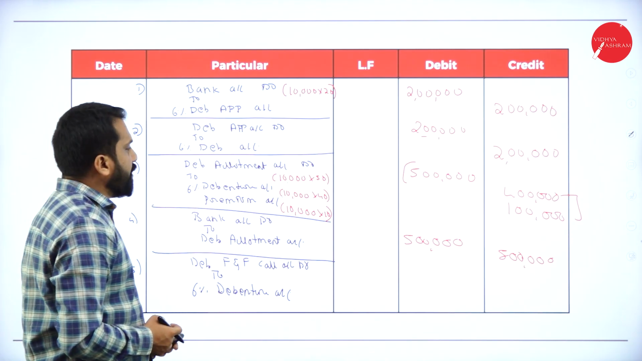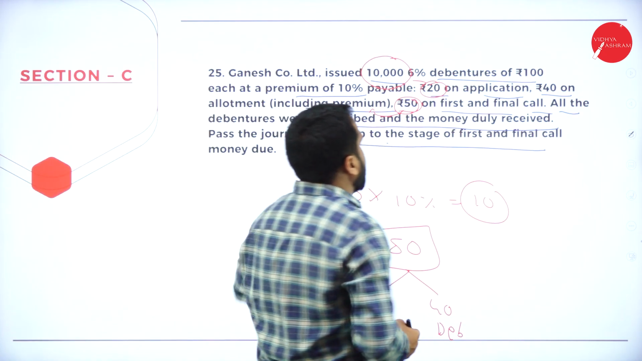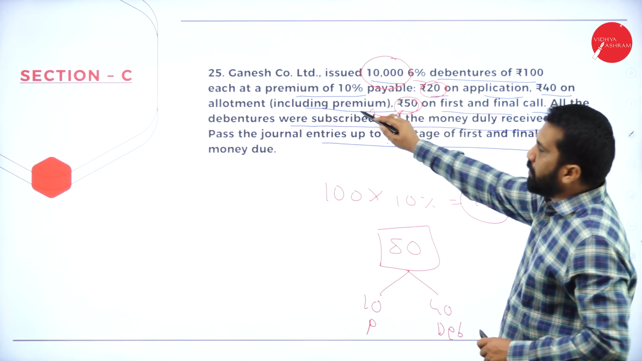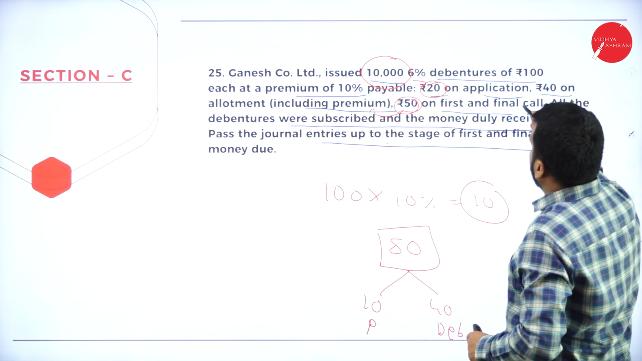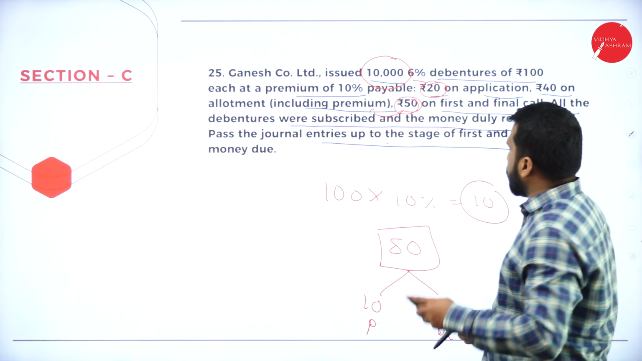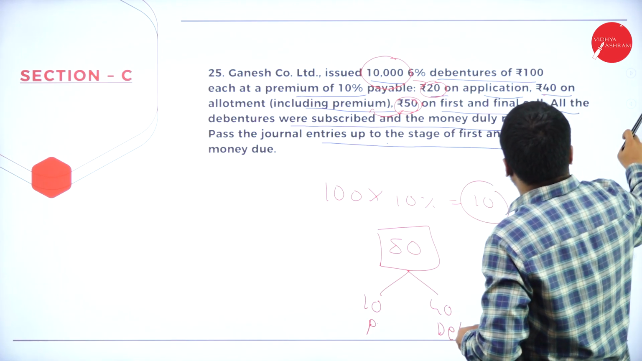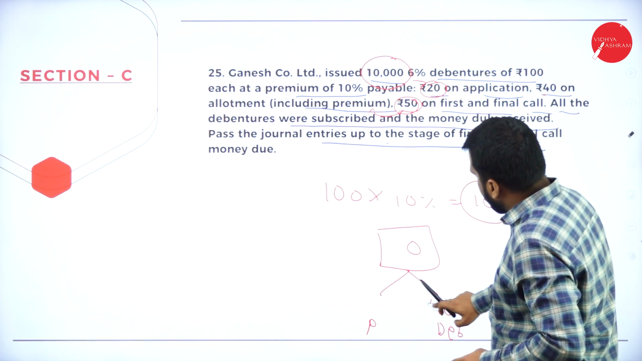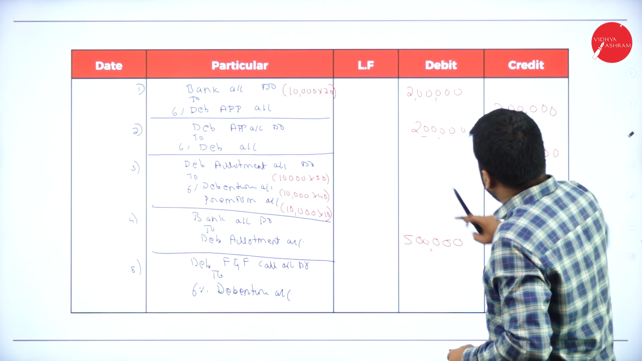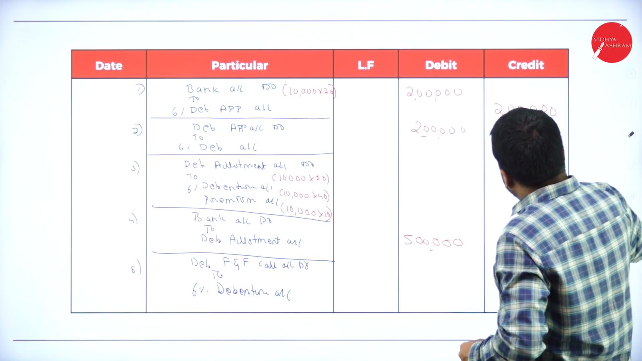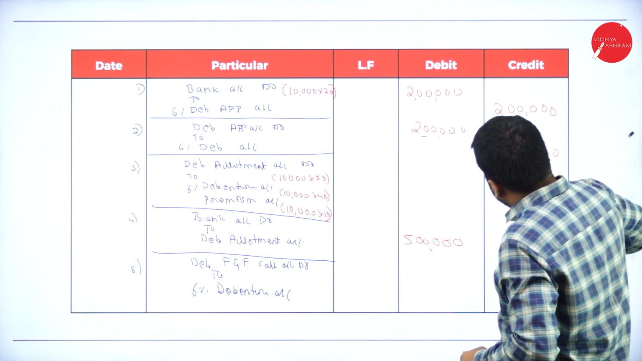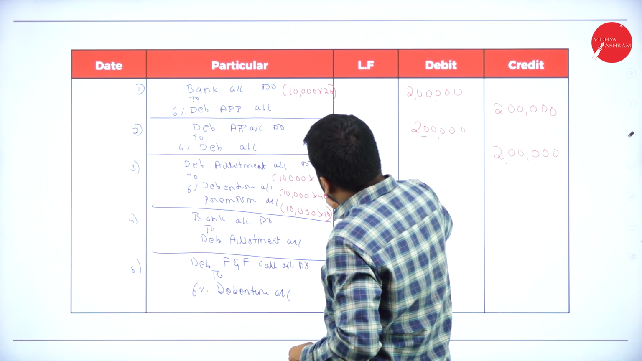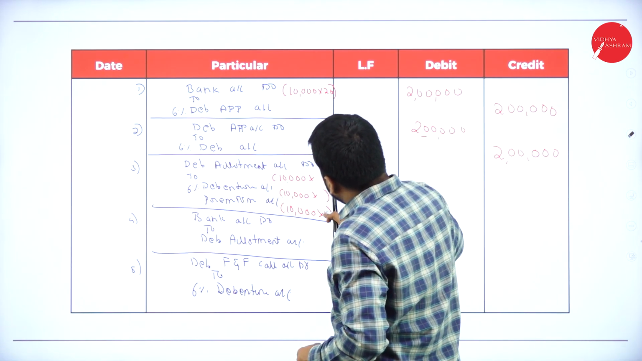Your debenture first and final call is how much? Your first and final call, 20 on application, 40 on allotment. I missed it with 50. We'll go with 40 only. 50 is on your first and final call. So if your allotment is 40, then this calculation we have to change. We have done calculation for 50. So we do calculation for 40. Now all the calculation has to be changed to 40.